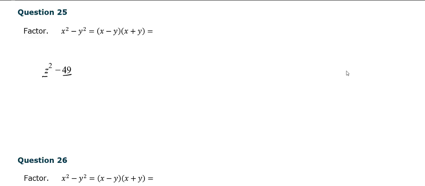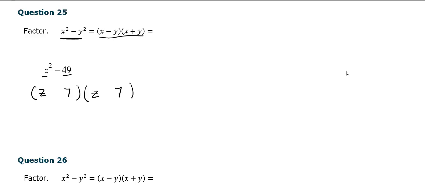So we look at the pattern above. Once we've identified the expression as the difference of two squares, we just follow the pattern. So what times itself gives you z squared? That would be z and z. And then what times itself gives you 49? And that would be 7 and 7.